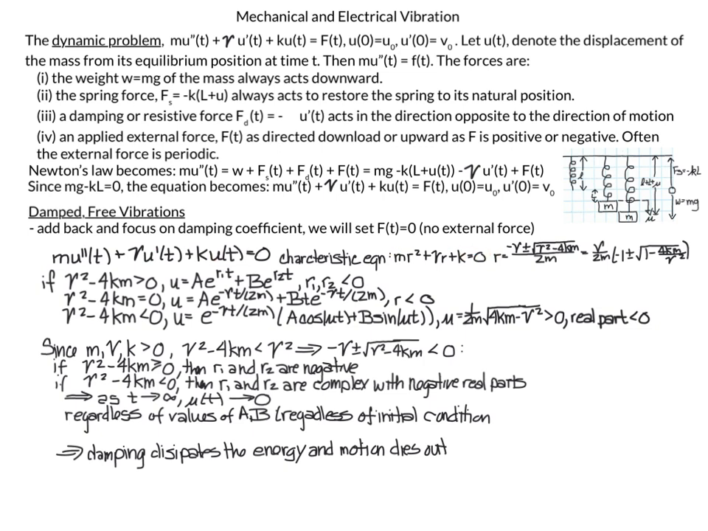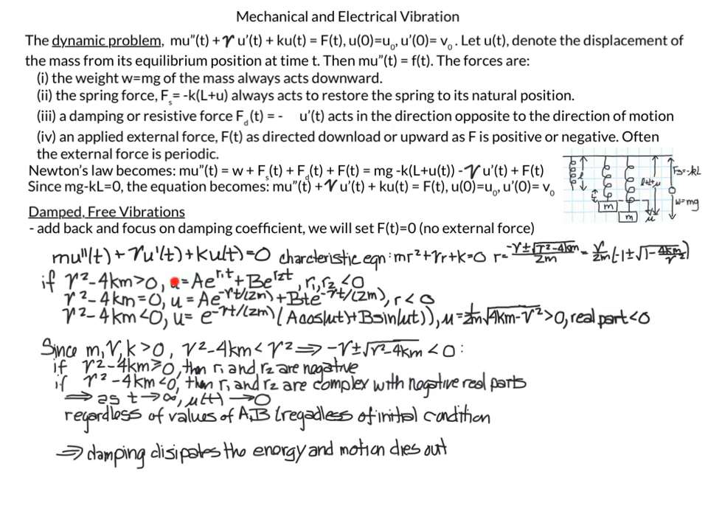And our characteristic equation looks like mr squared plus gamma r plus k equals 0. And then we solve for our roots using the quadratic equation, and we get r is equal to minus gamma plus or minus square root of gamma squared minus 4km all over 2m. We talked about this a couple of slides back. So there are three possibilities for solutions to this characteristic equation, depending on what happens to what's under the square root. So if gamma squared minus 4km is either greater than 0, equal to 0, or less than 0: if it's greater than 0, we're going to have two real solutions.